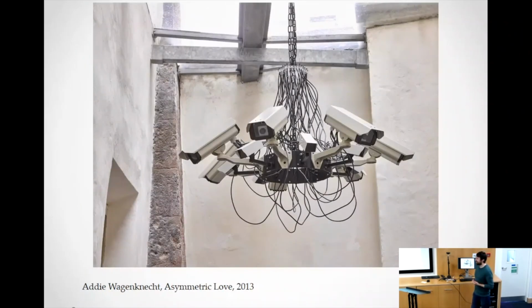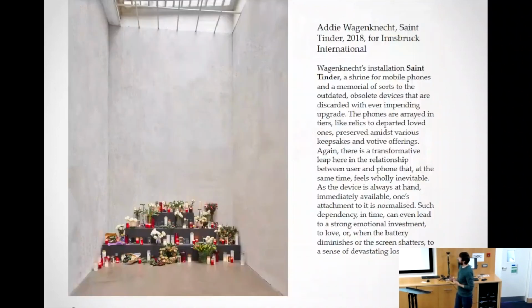So Adi Wagenknecht, who is an artist from Innsbruck but based in New York, with her piece Asymmetric Love, which is a chandelier that she made out of CCTV cameras that are connected to a bank of monitors as well. And a new work that we commissioned for the show by her called Saint Tinder, which is an installation, a shrine for mobile phones and a memorial to the outdated, obsolete devices that are discarded with every impending upgrade.